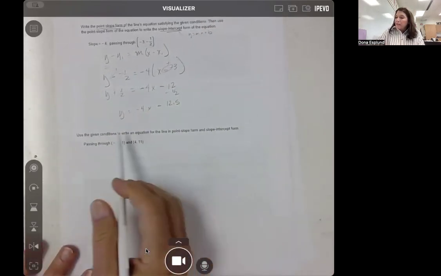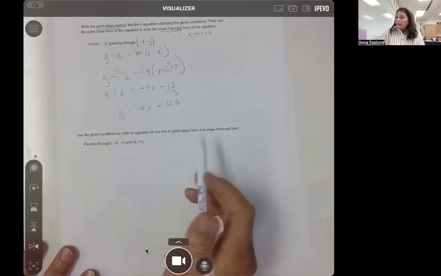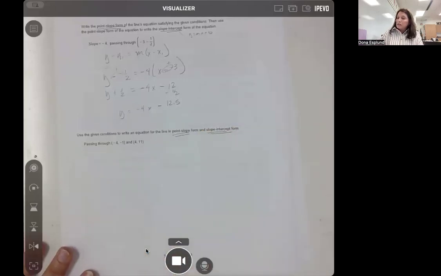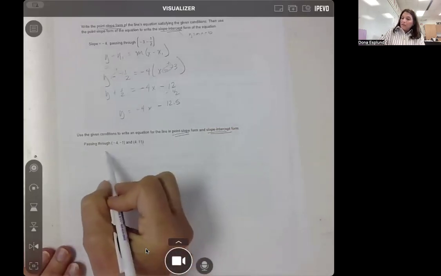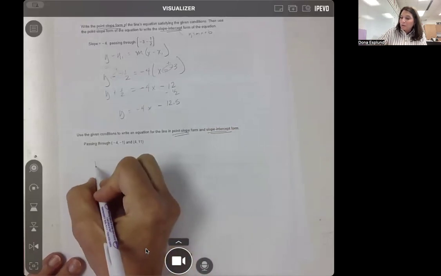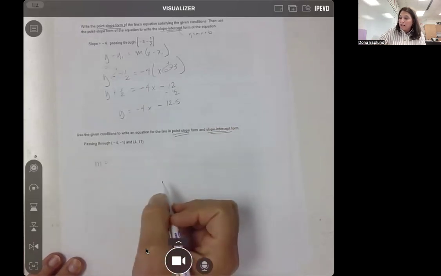Now it says, given the conditions, write an equation of the line in the point slope form and then in the slope intercept form. So this time they want both, but they've given us 2 points. So I need to find obviously what first? What am I missing on both of my equations? Slope. I've got to find my slope. So I'm going to go first. I'm going to find what m is.